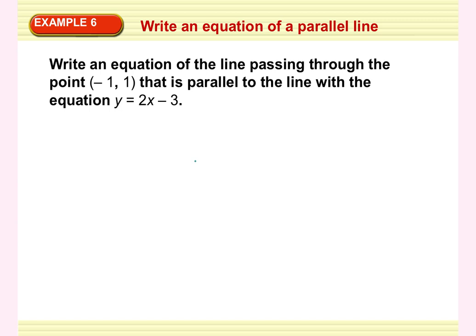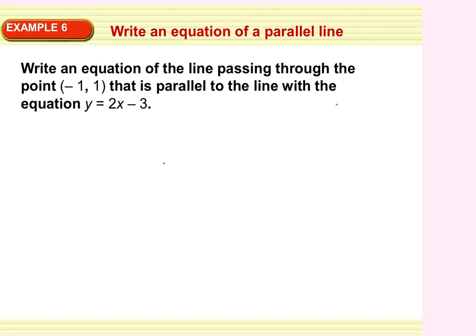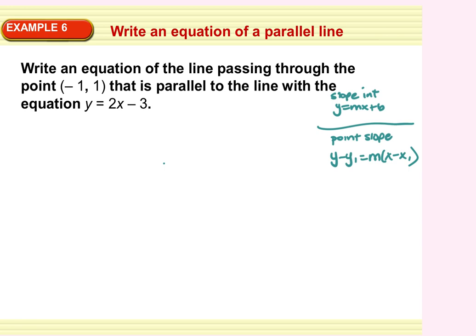Okay, so now we're going to put the last two things together. This one says, write the equation of the line that passes through point (-1, 1) and is parallel to the line with the equation y = 2x - 3. When you're doing these questions, you have two choices of what you can plug into. You can plug into y = mx + b, like we just looked at, which is slope-intercept. But you can also use what's called point-slope, and that's y - y1 = m(x - x1). In both cases, you still need a point and slope.